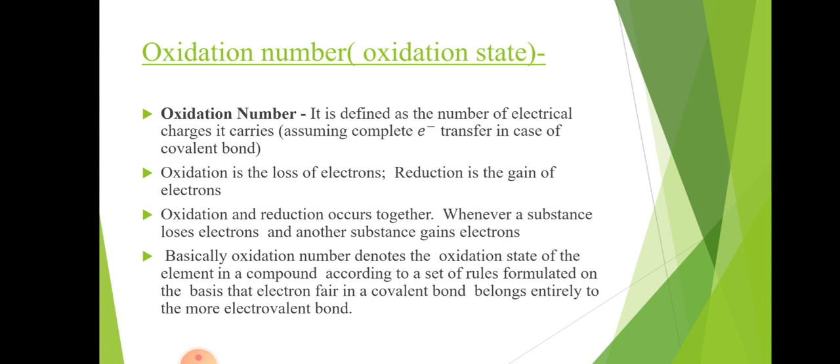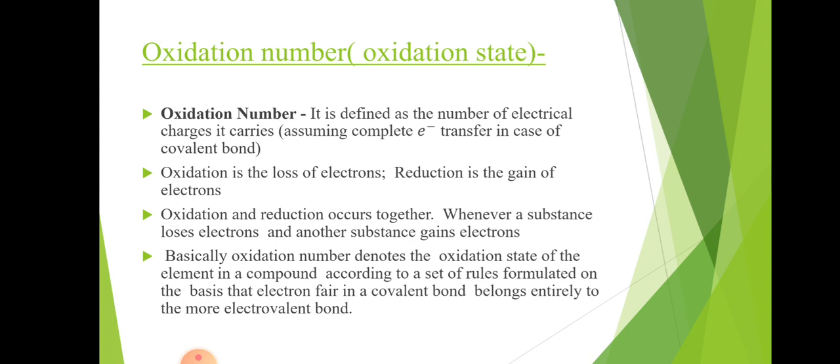Oxidation is the loss of electrons, reduction is the gain of electrons. Oxidation and reduction occur together, whenever a substance loses electrons and another substance gains electrons.